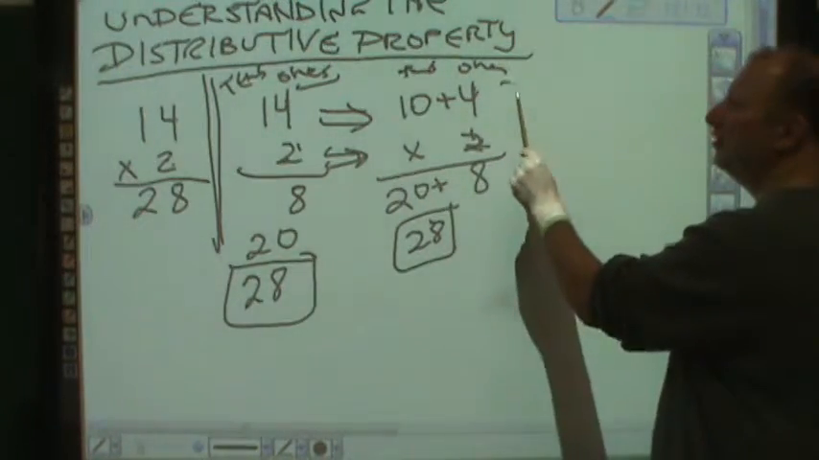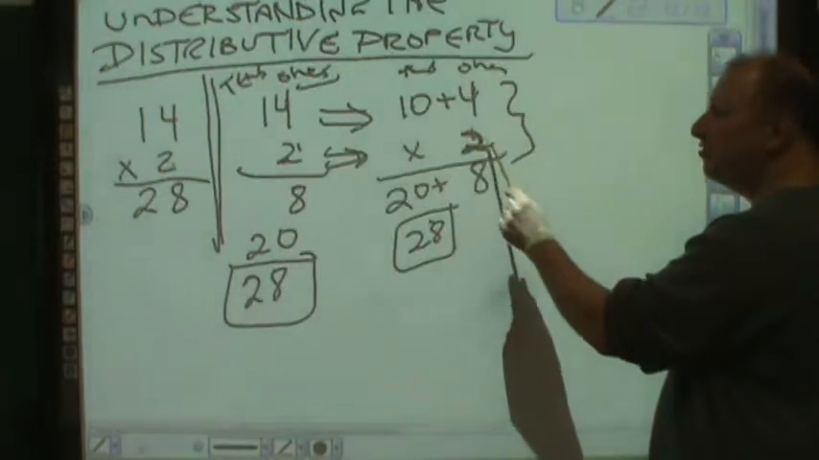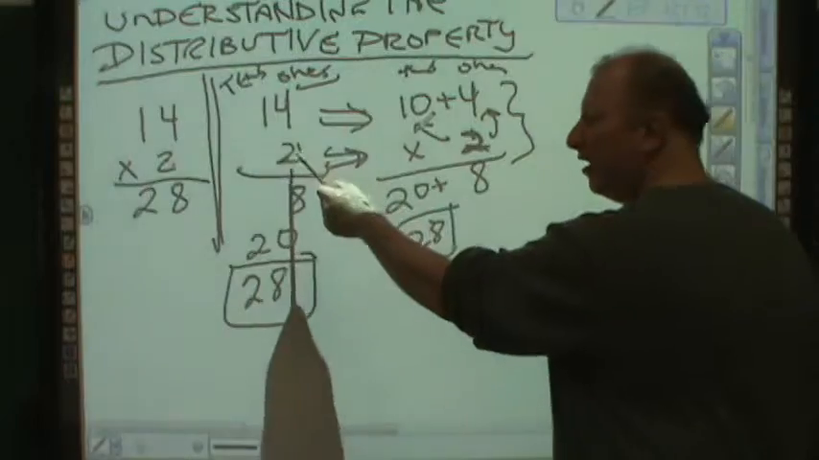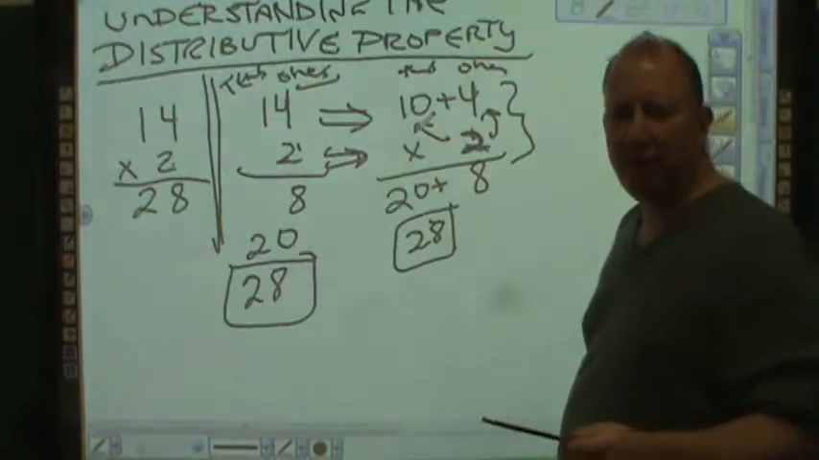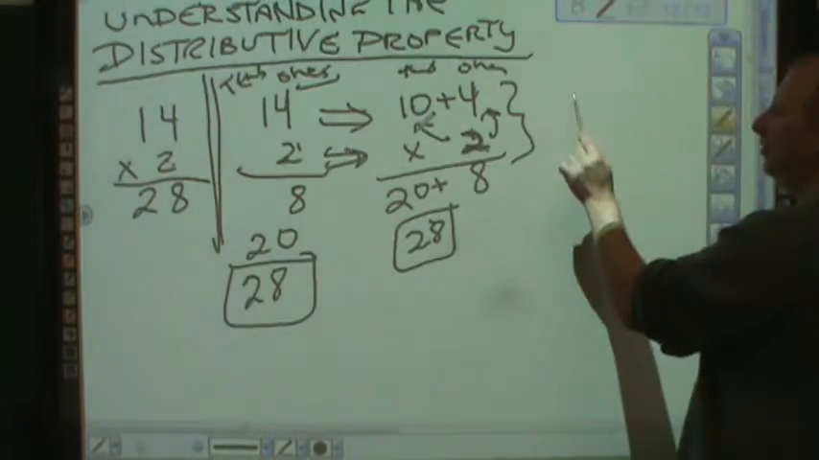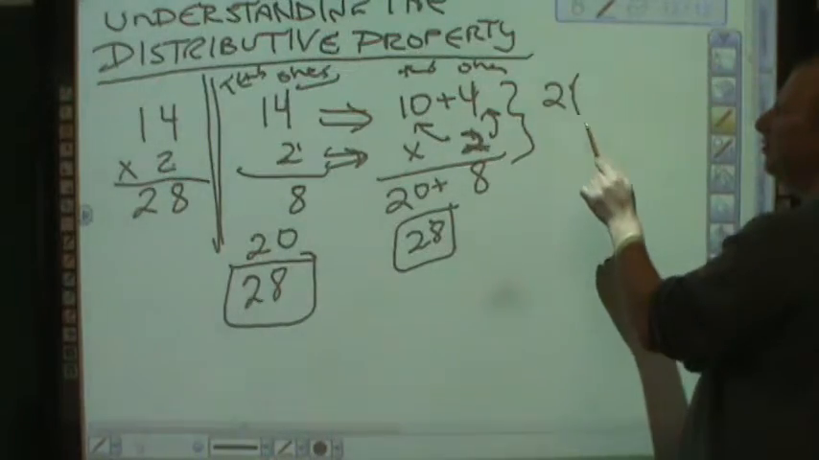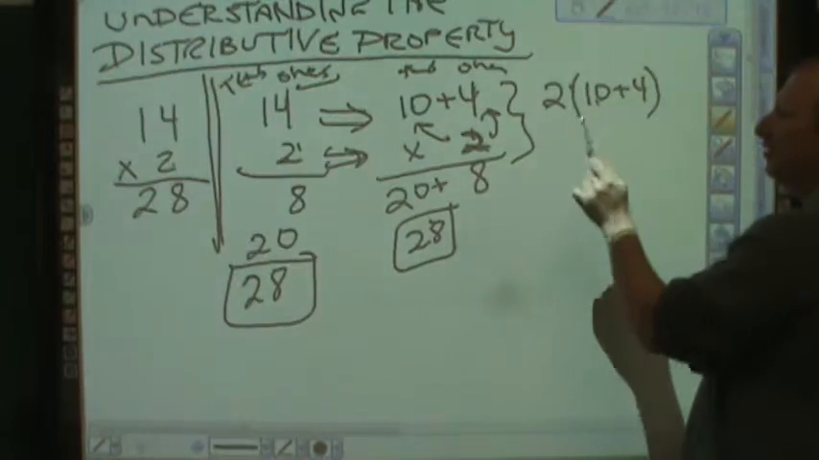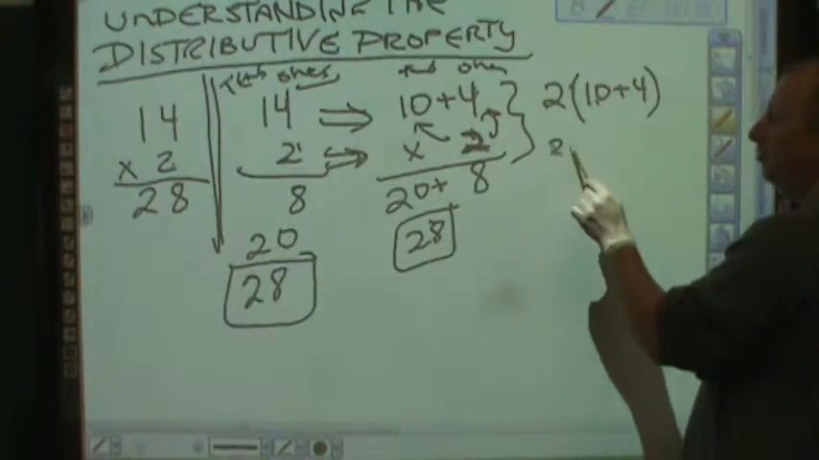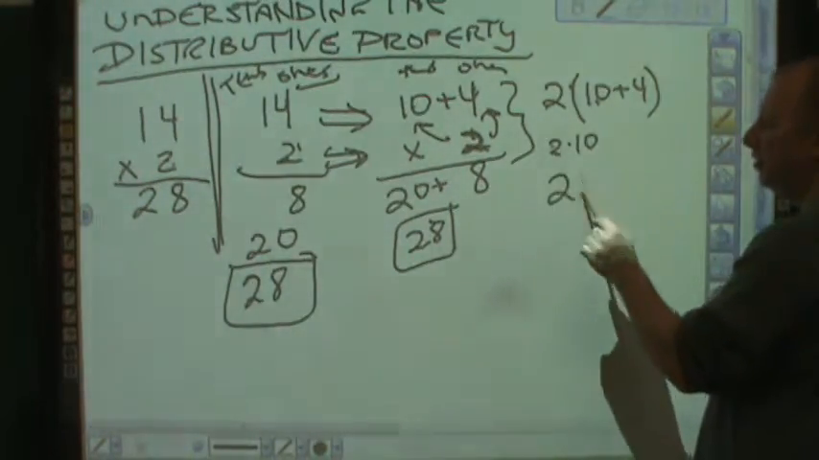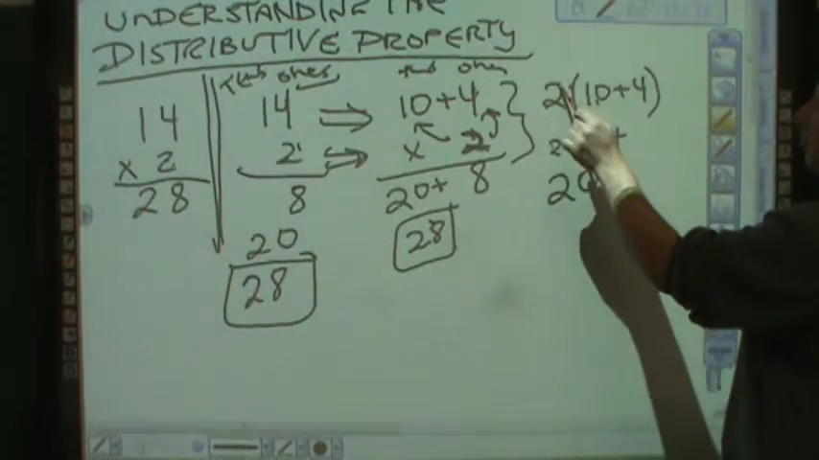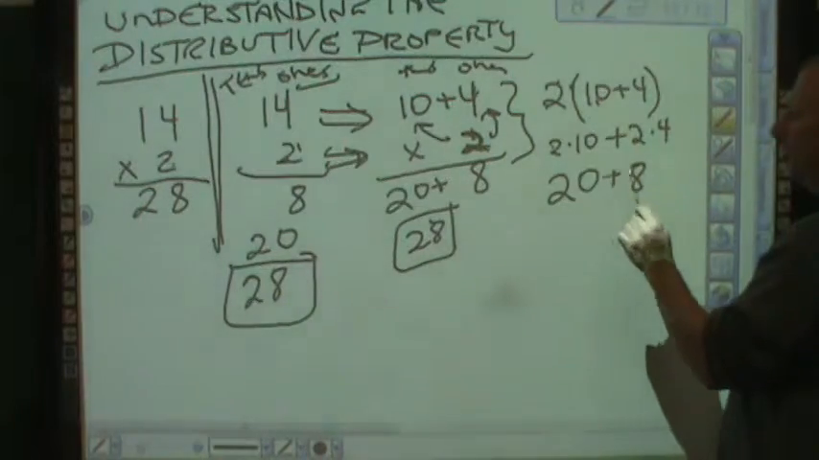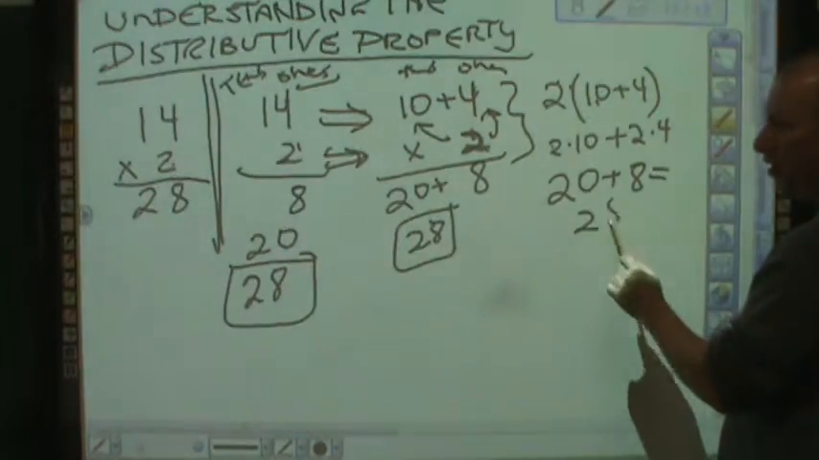And if I want, the same way I distribute the 2 to the 4 and the 2 to the 10, like I did here, and what I did growing up, I can say 2 times 10 plus 4 is 2 times 10 is 20 plus 2 times 4 is 8, and we're left with 28.